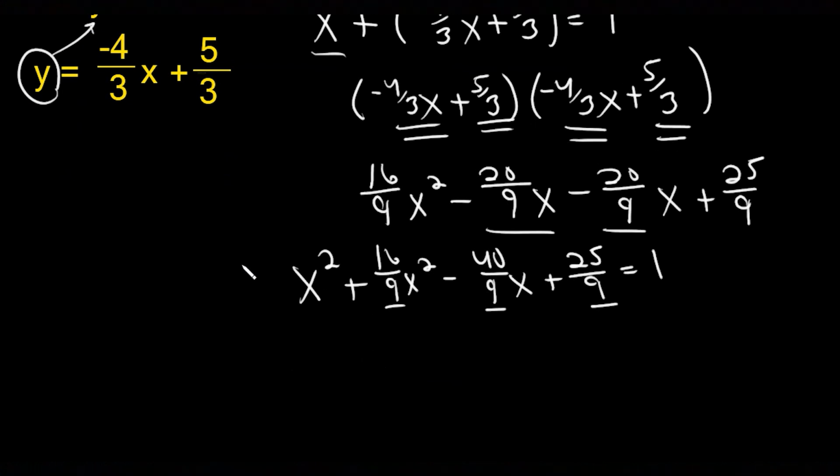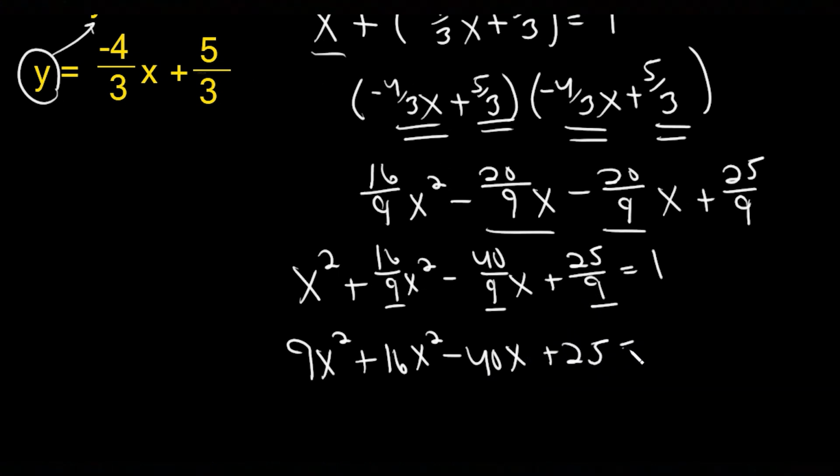And so if you multiply everything by 9, right, this becomes 9x squared. Again, multiplying this term by 9 will cancel out the 9. So now you're going to be left with just 16x squared. So plus 16x squared, multiplying the next term by 9, you're left with negative 40x. So negative 40x. Multiplying this one by 9, you get plus 25. And then multiplying 1 by 9, you get 9. Okay? So now you can see that it's going to be much easier to combine my like terms. I have like terms here and here. We're going to go ahead and combine that. We get 25x squared minus 40x plus 25 equal to 9.